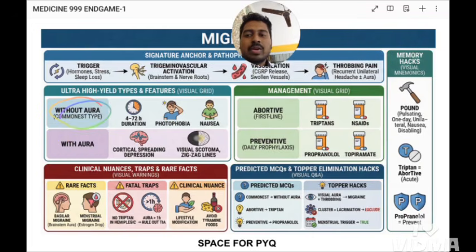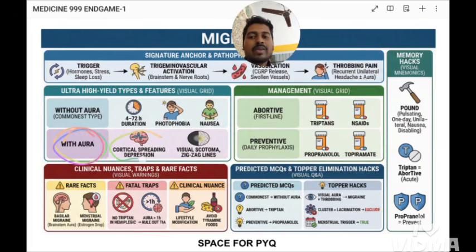So, without aura is the commonest type. When we were seeing cluster headache, the duration was between 1 hour to 180 minutes, that is over 1 hour to 3 hours, okay? But when you see migraine, it is basically 4 to 72 hours. So it can last up to 3 days. Important is the association, that is photophobia and nausea immediately after the onset of headache. This is the most classical sign.